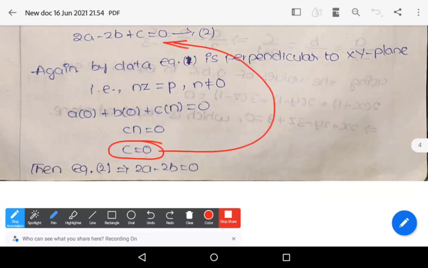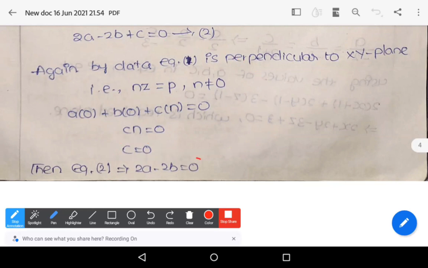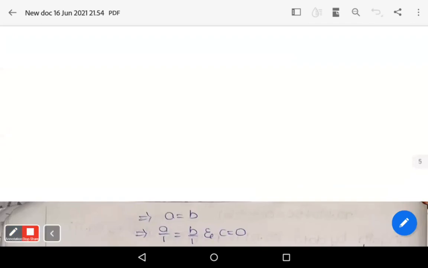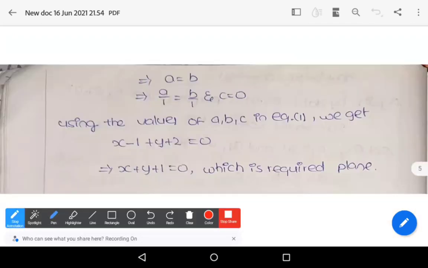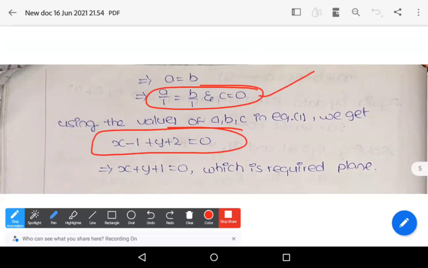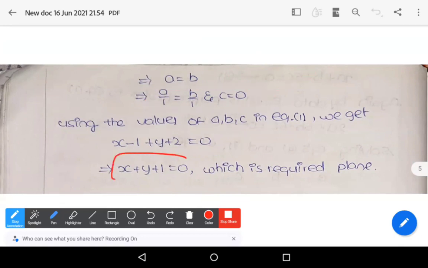Substitute the value of C in equation 2. C is equal to 0. Then equation 2 implies 2A - 2B = 0. What does it mean? A is equal to B, so A by 1 is equal to B by 1 and C is equal to 0. Substituting the values of A, B, C in equation 1, we get x - 1 + y + 2 = 0. That is nothing but x + y + 1 = 0, which is the required plane.